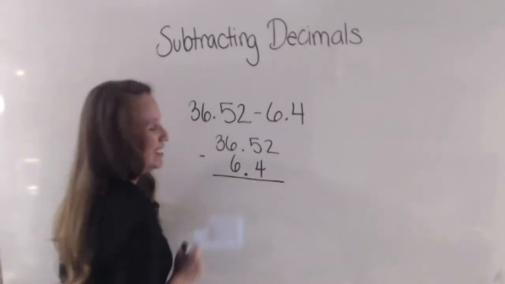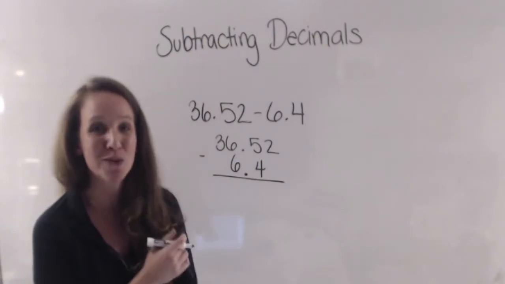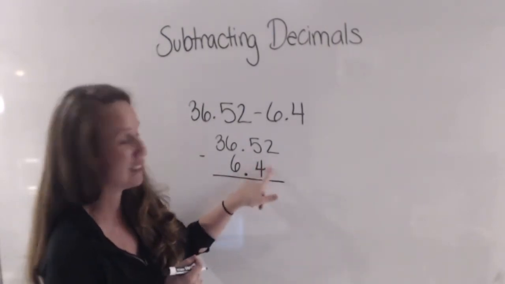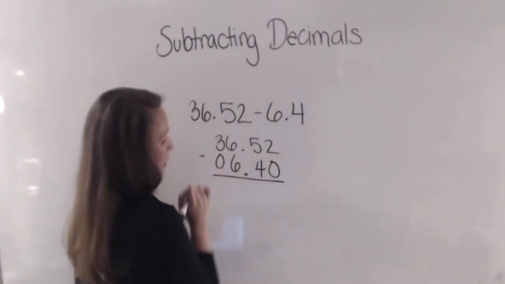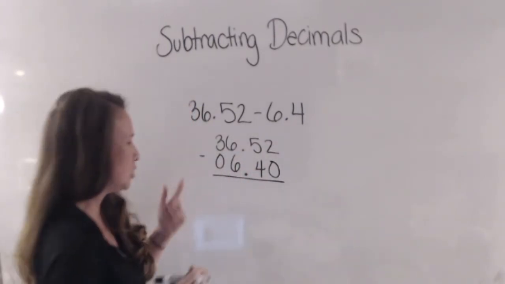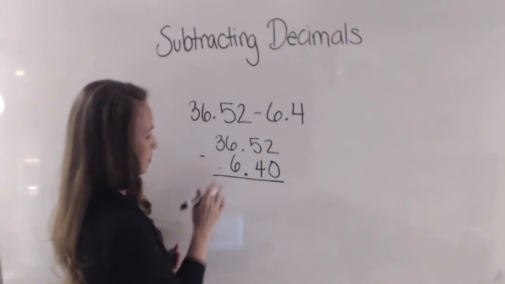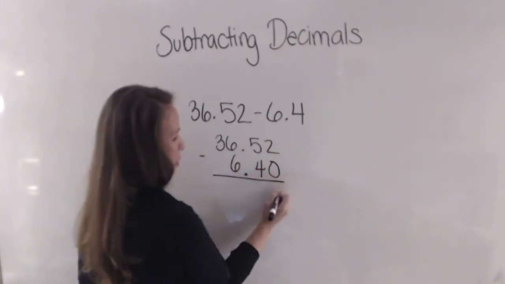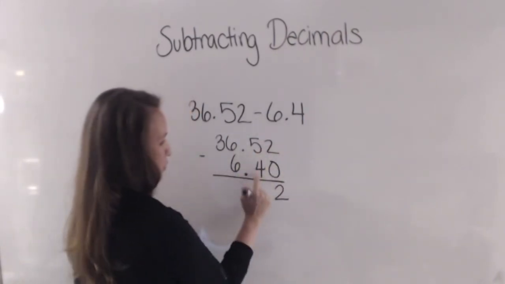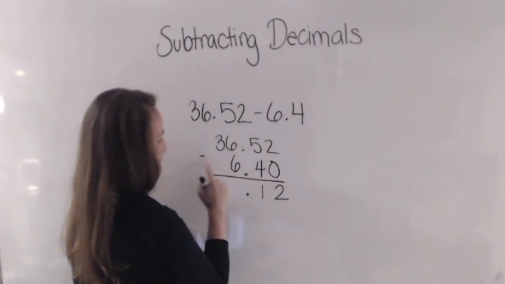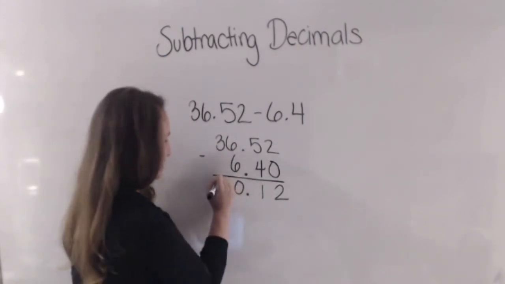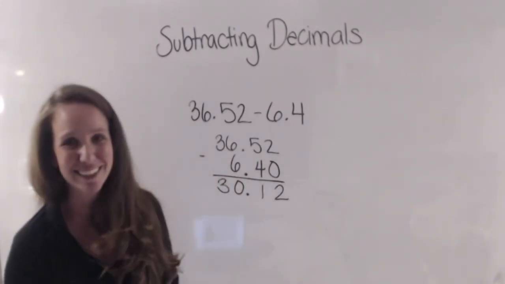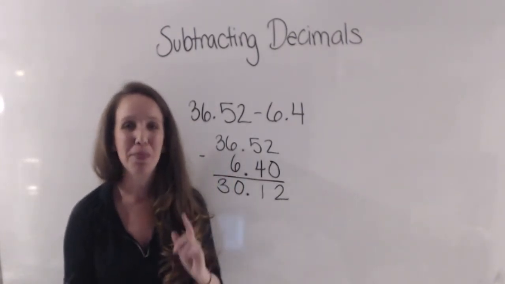So let's do our subtraction. What do we need to do? What are we missing? The zeros. Now, you can put one here. It's not required, but you could, or you don't have to. 2 minus 0 is 2. 5 minus 4 is 1. 6 minus 6 is 0. And 3 minus nothing is 3. That's it. That's what you're going to be doing.